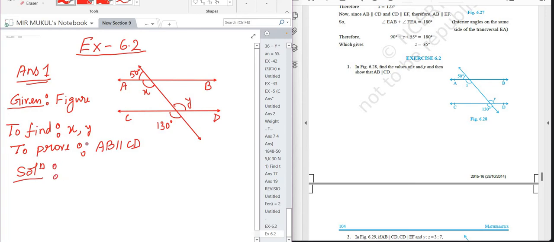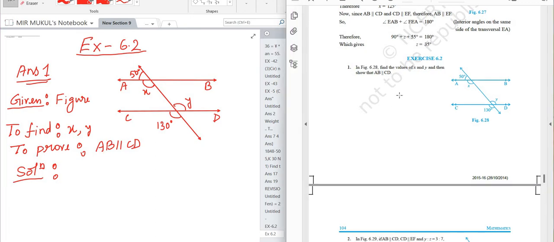First find x and y. So tell Aksara how we can find the value of x. In 6.1 you already did. These two angles are what type of angles? Can you remember? Linear pair. These two angles are a linear pair.